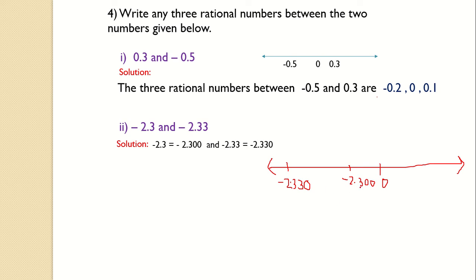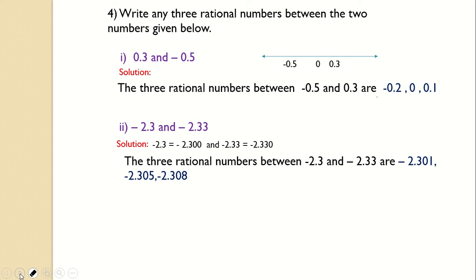You can write any. So you can write minus 2.301, minus 2.302, 2.303, 4, 5, 6, up to 29 you can go. Any three such numbers you can write. Let's see what numbers I have chosen. So the three rational numbers between minus 2.3 and minus 2.33 are minus 2.301, after 300 comes 301, 2, 3, 5, up to 29 as I told you, any numbers you can choose.